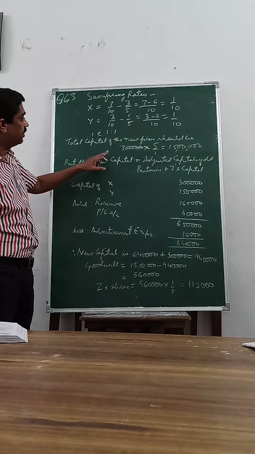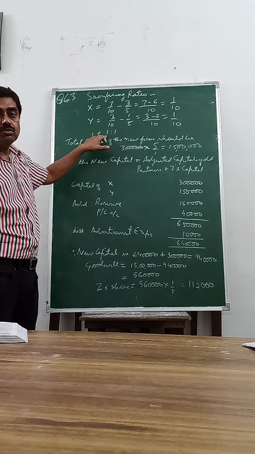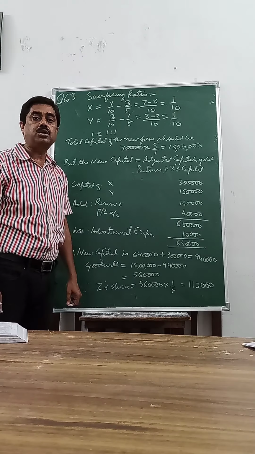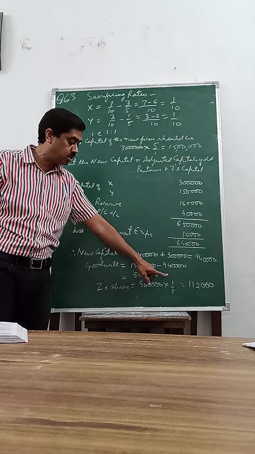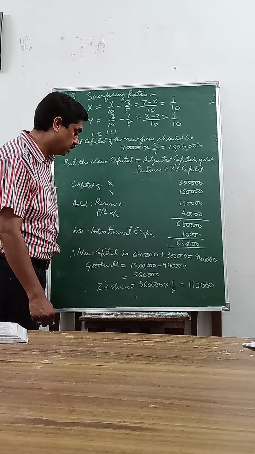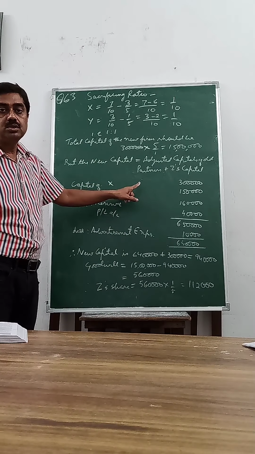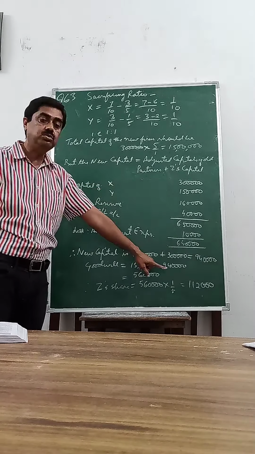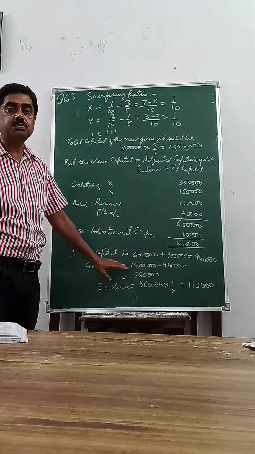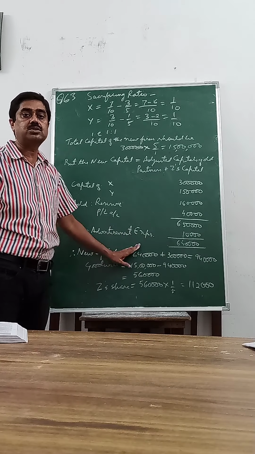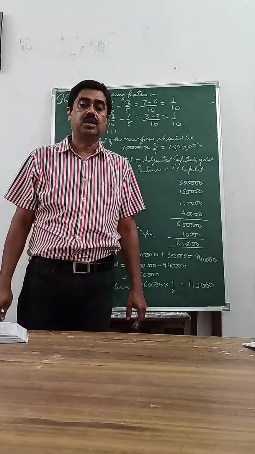Now the sacrificing ratio is 1:1. We can pass the journal entry. It will be new partner's current account debit to old partners' capital account in the sacrificing ratio. So Z's current account will be debited with share of goodwill, which comes to 1,12,000, to X's capital account, to Y's capital account. Divide by 2, because they are equal, 56,000 each will be credited, being adjustment of Z's share of goodwill to X and Y's capital accounts in their sacrificing ratio of 1:1. That is all for today.